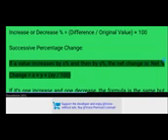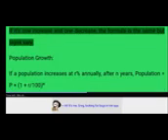Successive percentage change. If a value increases by x% and then by y%, the net change is, net percent change equals x + y + xy/100. If it's one increase and one decrease, the formula is the same but signs vary.